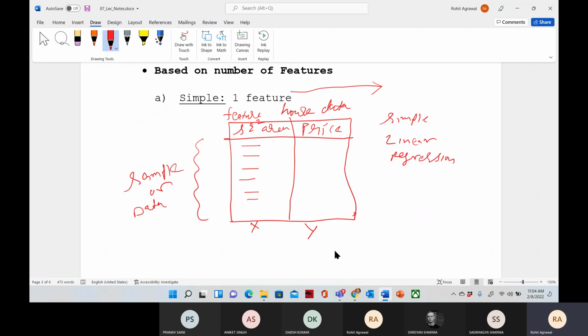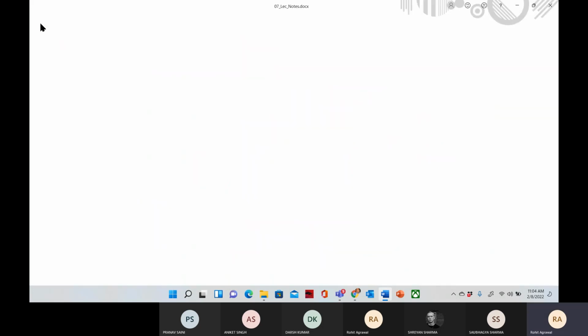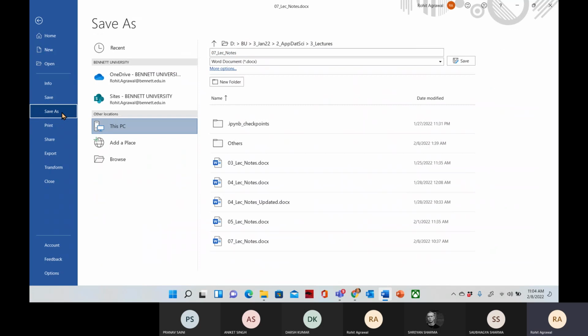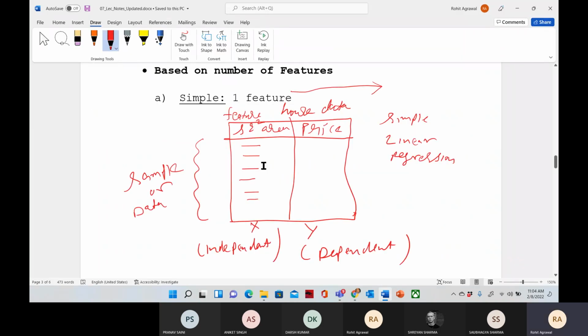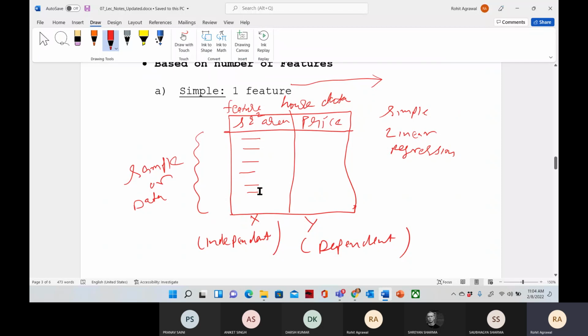In real data we have more than one feature. Clear? So this is the dependent, and this is the independent. Clear? Okay, one minute, I will save these edits. Okay, clear. So simple linear regression is clear.